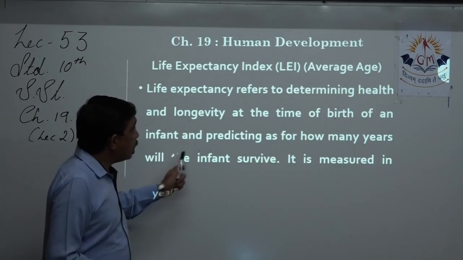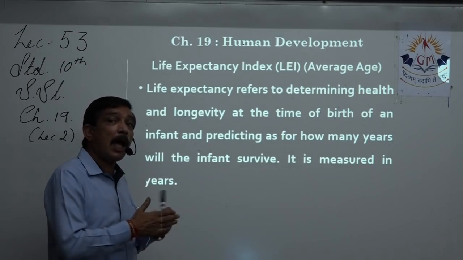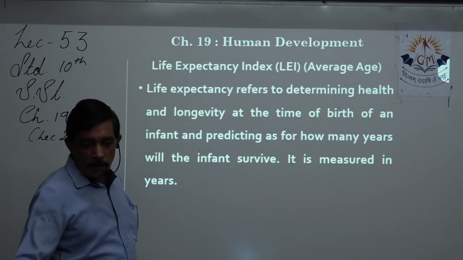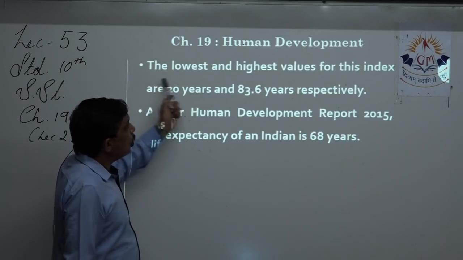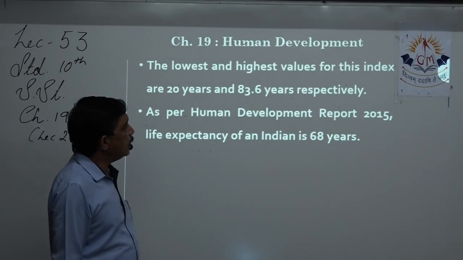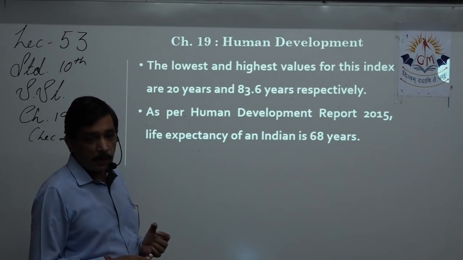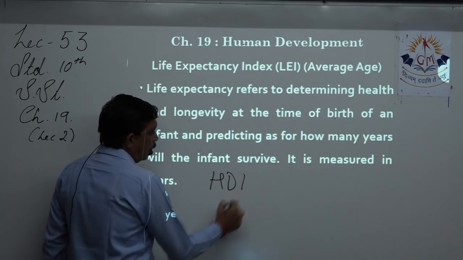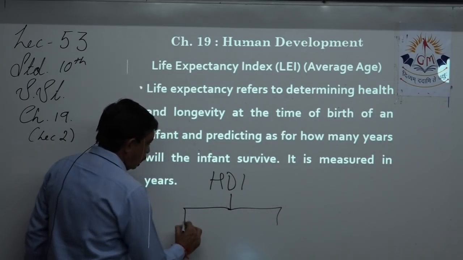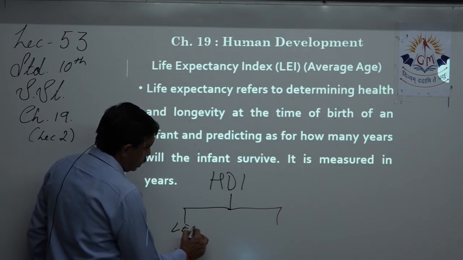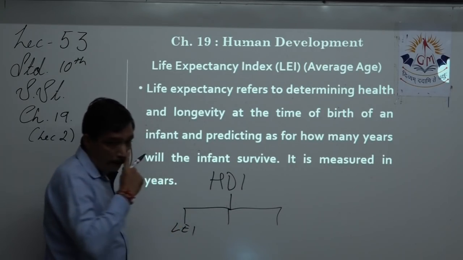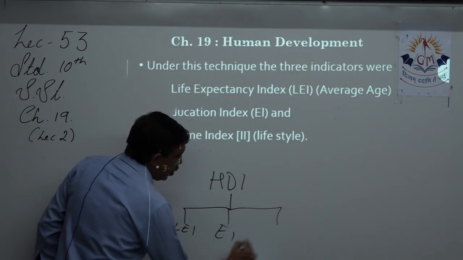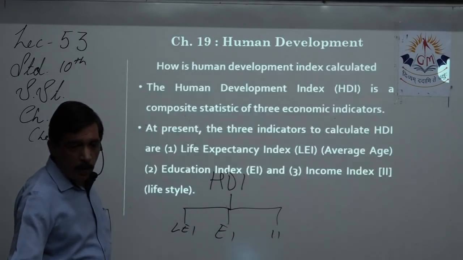So that is the meaning: at the time of birth of an infant, predicting how many years he is going to live, that is longevity, and the infant will survive, that is measured in years. The lowest and the highest value for this index are 20 years and 83.6 years respectively. So under HDI we have three indicators. One is life expectancy index, another is education index and income index, right?